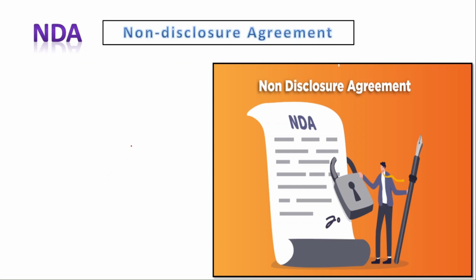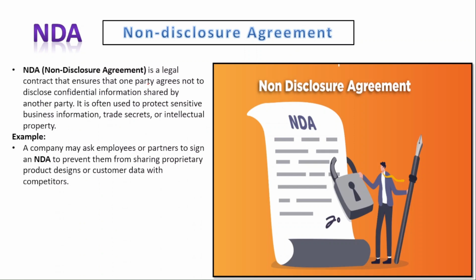NDA, that is non-disclosure agreement. The NDA, non-disclosure agreement, is a legal contract that ensures that one party agrees not to disclose confidential information shared by another party. It is often used to protect sensitive business information, trade secrets, or intellectual property. Example: a company may ask employees or partners to sign an NDA to prevent them from sharing proprietary product, design, or customer data with competitors.